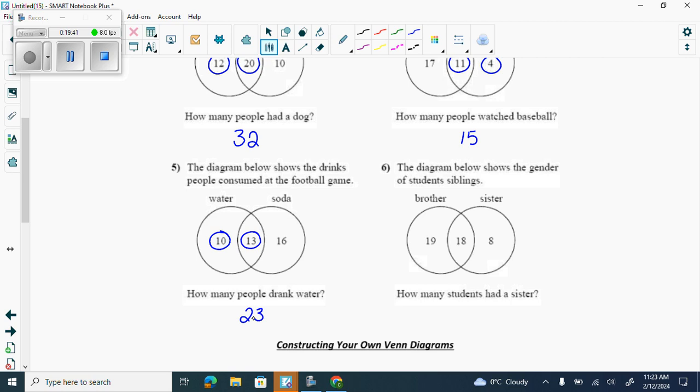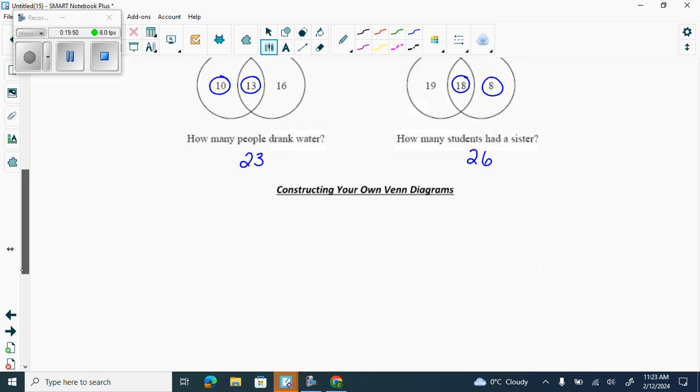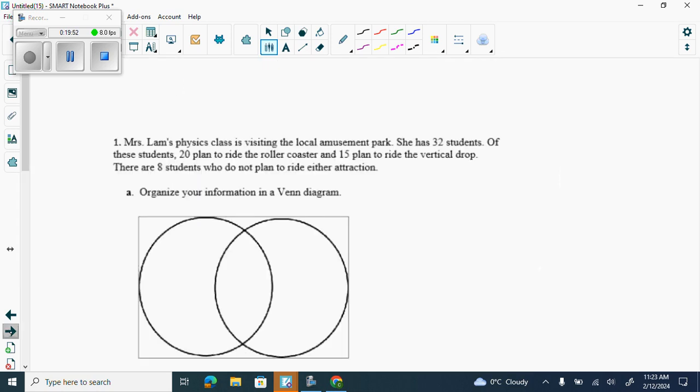And how many students had a sister? Well, these ones had a sister. These ones had a sister and a brother, but still had a sister. So that's 26. So we construct our own Venn diagrams.